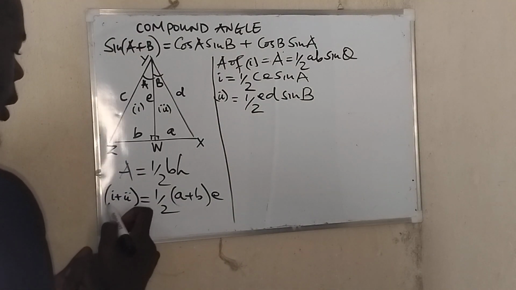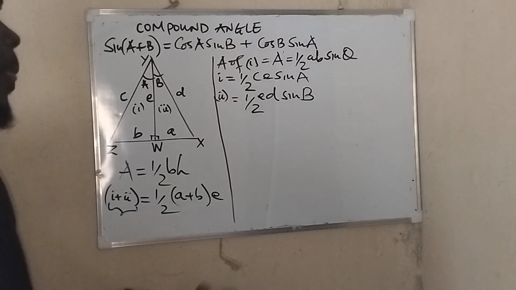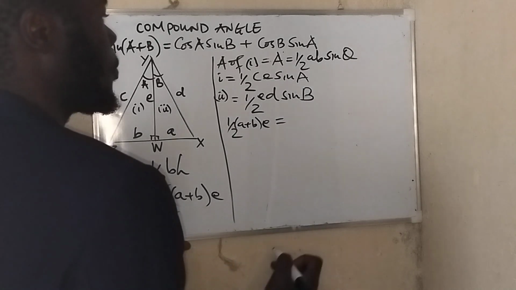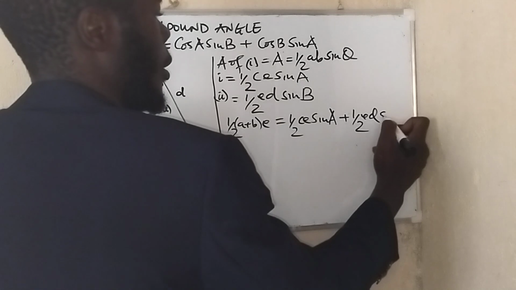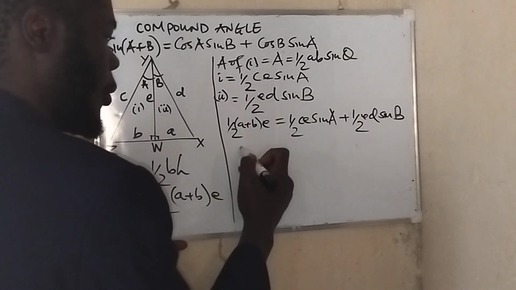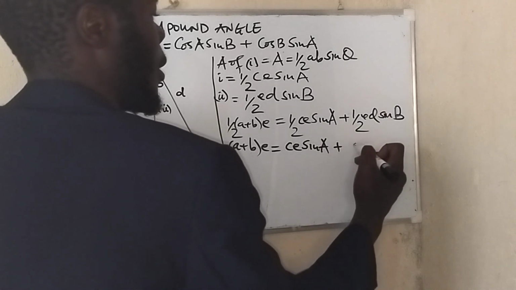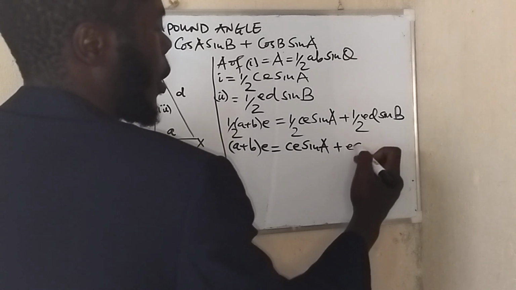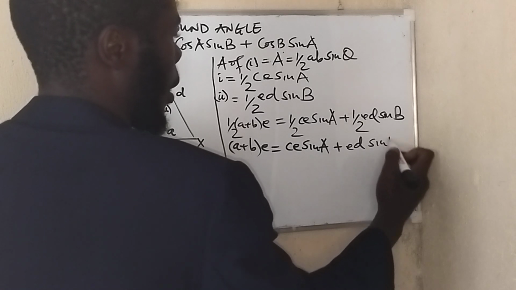So it means the total area, which is the sum of Roman 1 and Roman 2, when you sum these two areas, we have half (A plus B) times E is equal to half CE sin A plus half ED sin B. So you can remove half, multiply by 2 throughout, so we should remain with (A plus B) E is equal to CE sin A plus ED sin B.